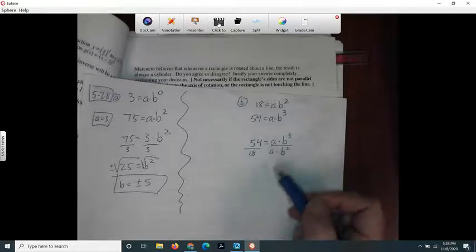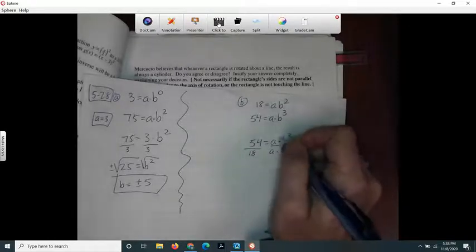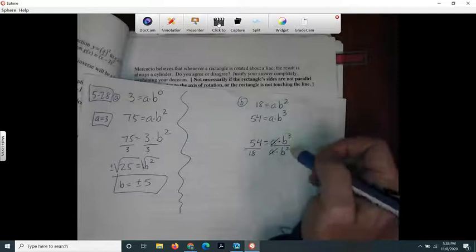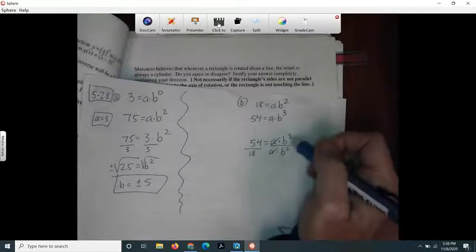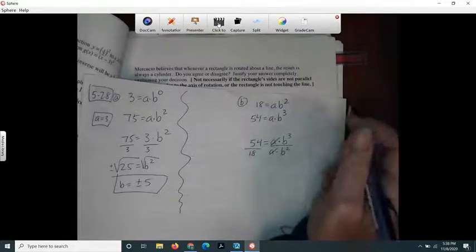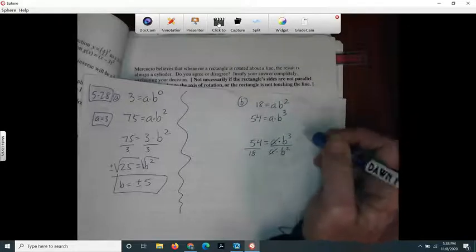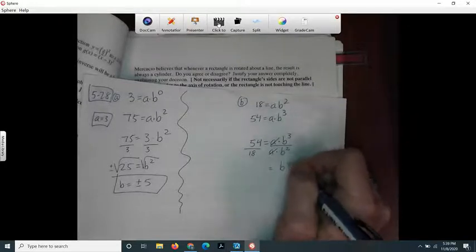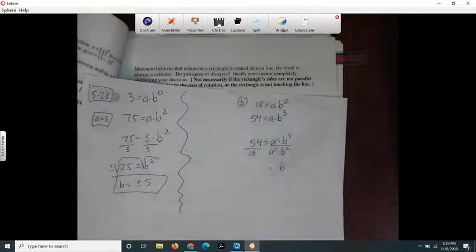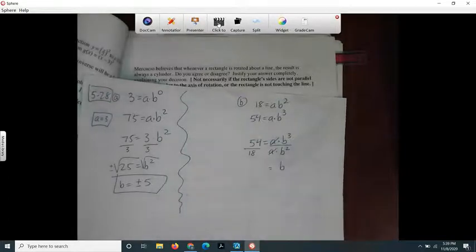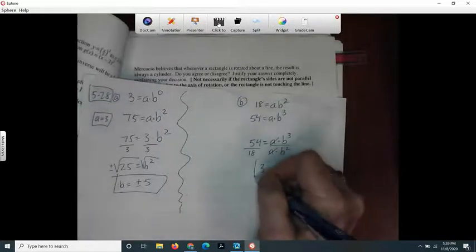So why did I want to do this? Well, look, the a's cancel out. With the b's we can do that exponent math where you just go 3 minus 2 is 1. So this is b to the 1. And 54 divided by 18 is actually just a nice number. It's 3. I think that's the fastest way to do it.